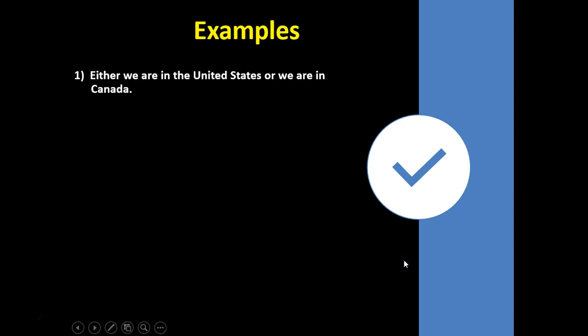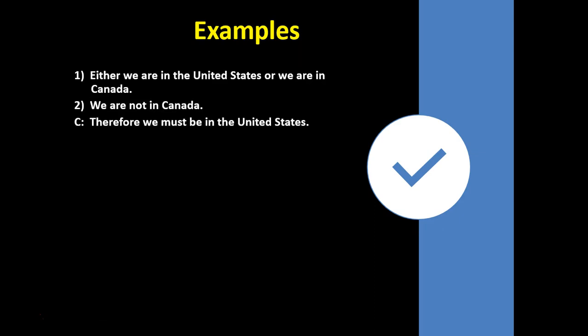Okay. Either we are in the United States or we are in Canada. And we're not in Canada, therefore we must be in the United States. Pretend they're true. Ask if the conclusion would have to be true as well. Answer is yes, this argument is valid, right? If it's either X or Y and it's not Y, then it must be X. Valid. Now, is this true?